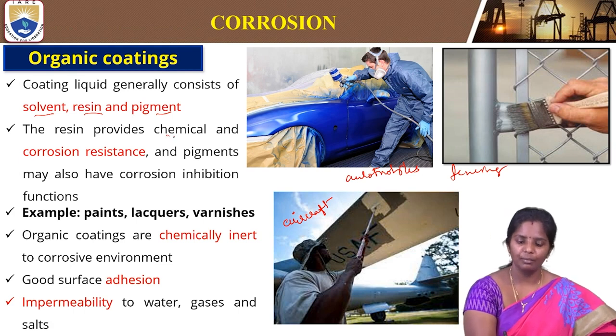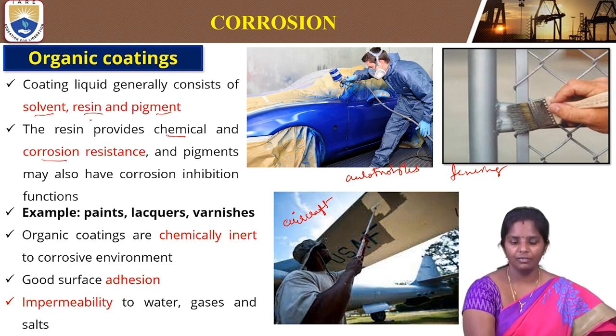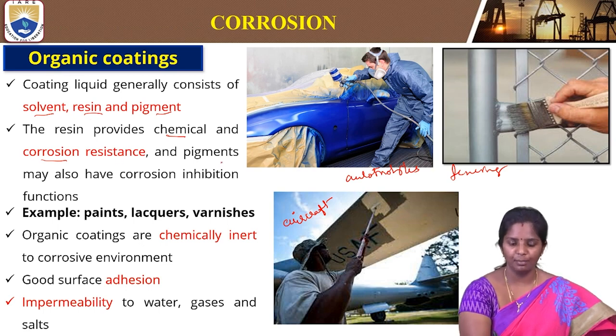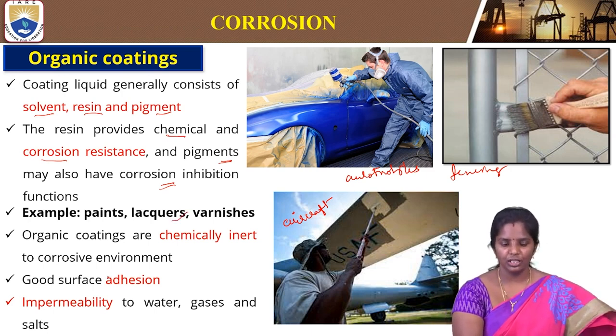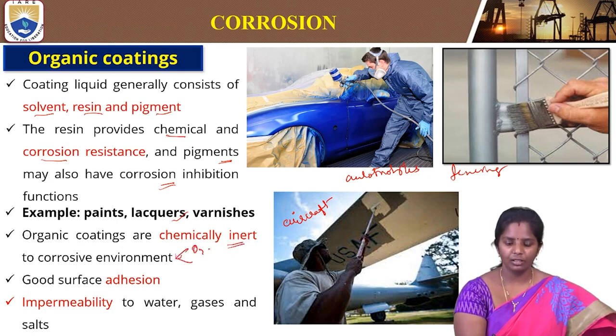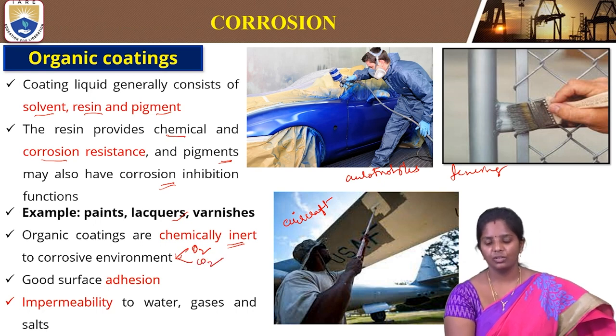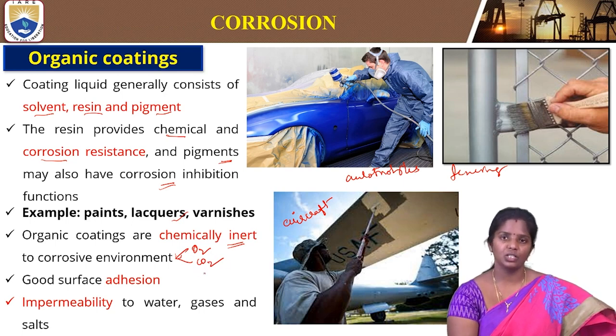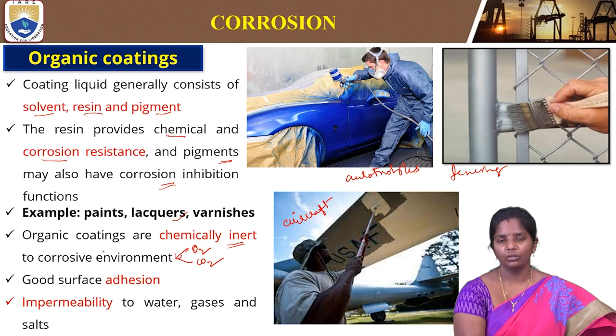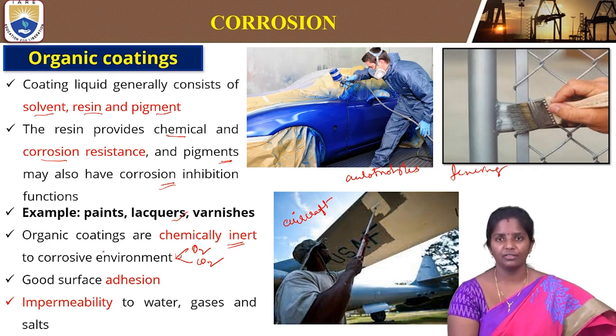The resin provides chemical and corrosion resistance, and pigments may also have a corrosion inhibition property. Examples are paints, varnishes, lacquers, etc. These organic coatings are chemically inert to the atmospheric environment, which is oxygen or carbon dioxide. Whenever we send aircraft into the atmosphere, they are exposed to various humidities, temperatures, dust particles and oxygen, so the coating should be inert enough to protect from corrosion.